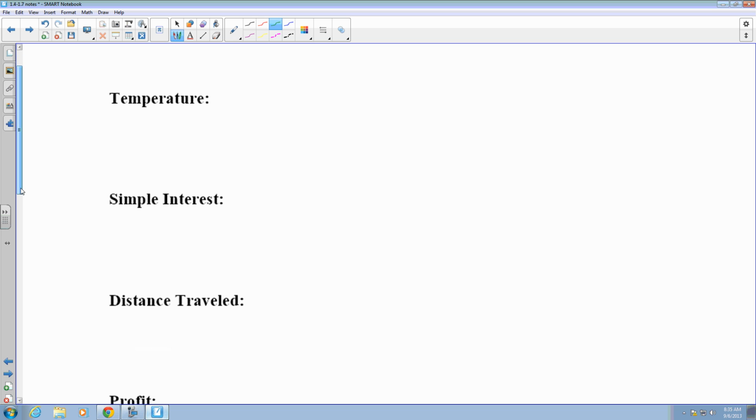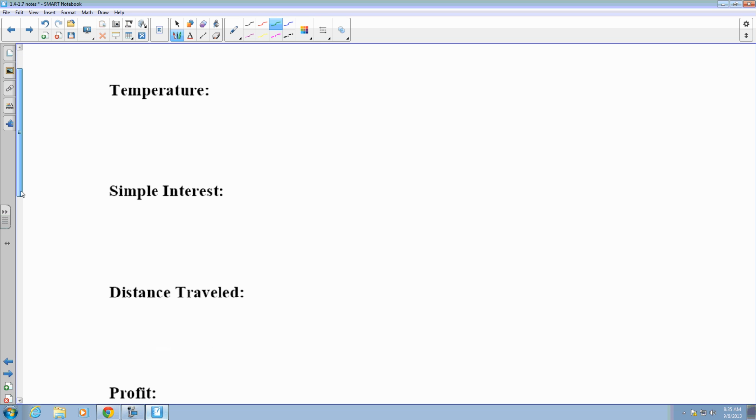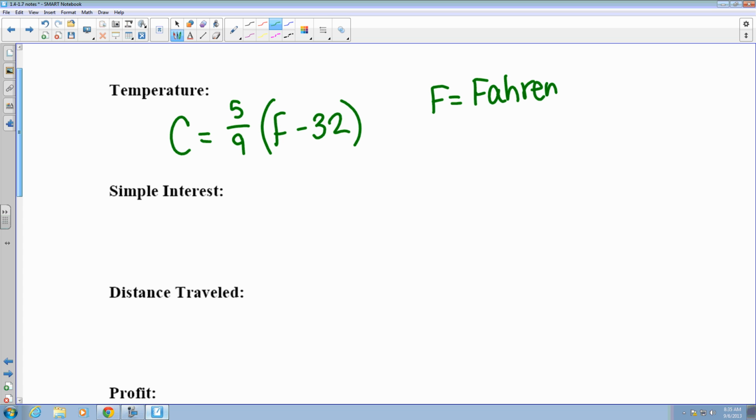Okay, now we're going to talk about a bunch of different formulas that you are going to be using. Temperature. This temperature formula is to convert between Fahrenheit and Celsius. C for Celsius is equal to 5/9 times Fahrenheit minus 32 degrees. And of course, F is Fahrenheit and C is Celsius.